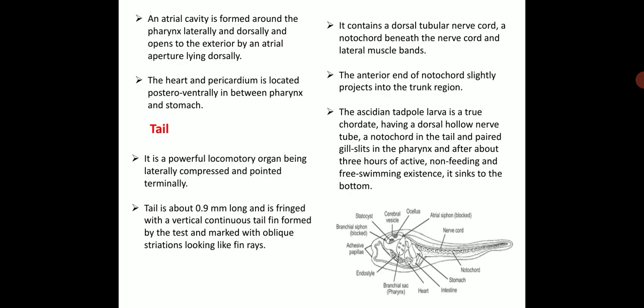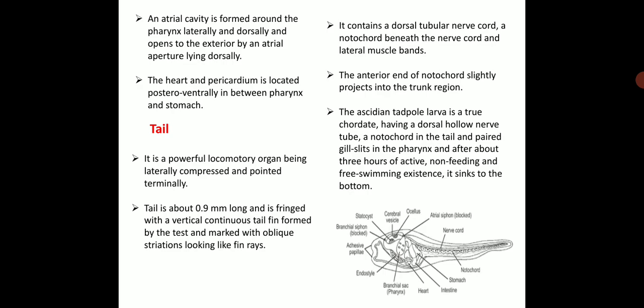The tail is a powerful locomotory organ, laterally compressed and pointed terminally. It is about 0.9 mm long and fringed with a vertical continuous tail fin formed by the test and marked with oblique striations looking like fin rays. This tail region consists of a tubular nerve cord, a notochord beneath the nerve cord, and lateral muscle bands. The anterior region of the nerve cord slightly projects into the trunk region.